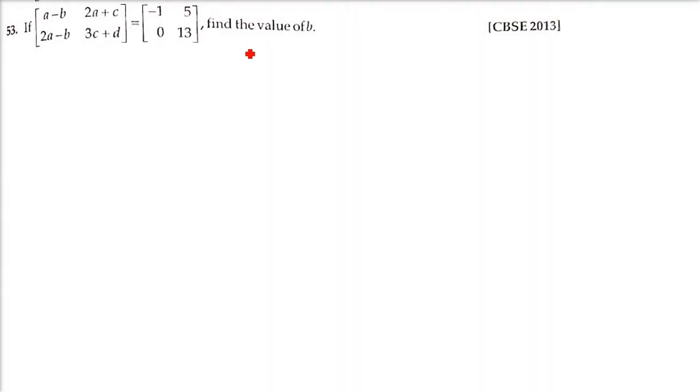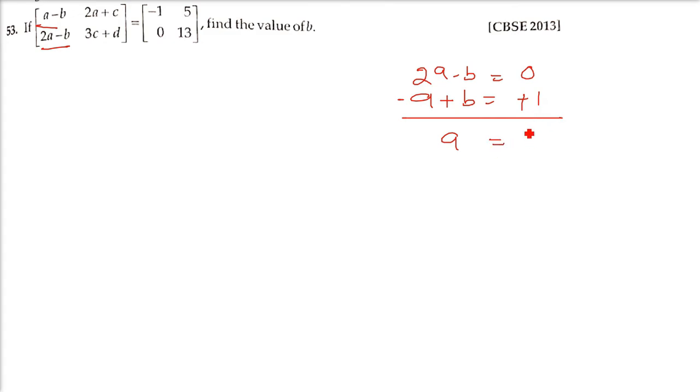Okay, you just have to find the value of b here. Please remember, don't worry about c and d. A minus b is negative 1 and 2a minus b is equal to 0. Now subtract these two. So when you subtract, 2a minus a is going to be a. Simply a is equal to 1. B gets cancelled.